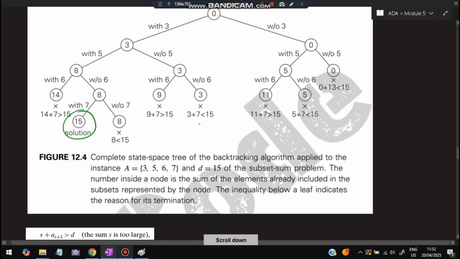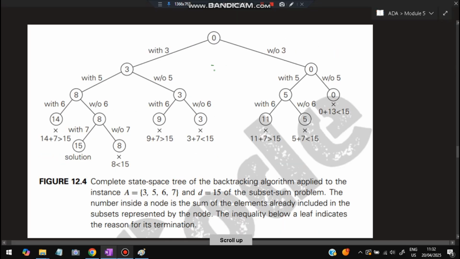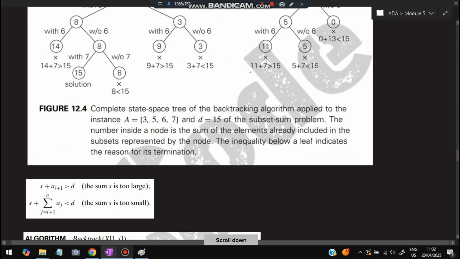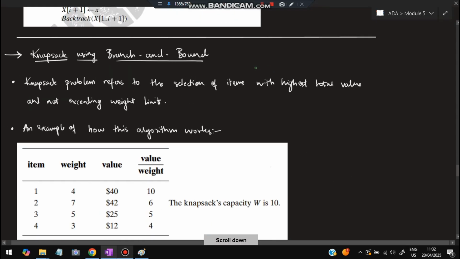So which is the answer for this question? The answer for this question is 3, 5 and 7. Okay, this is the subset sum problem, and this is the algorithm for it.